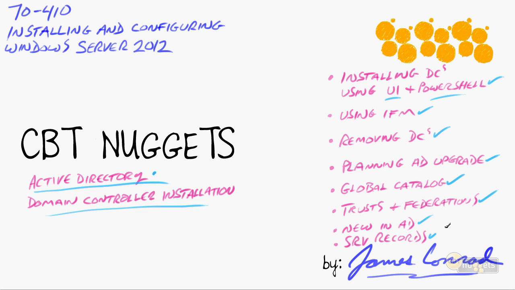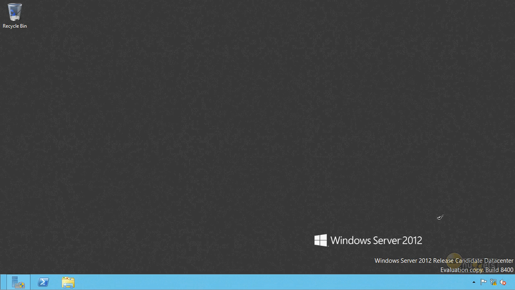We looked at planning an Active Directory upgrade. This is something you can do from Server 2008 to 2012. Fortunately, a lot of it's taken care of for you in the wizard, but you still have to do things such as adprep in this instance. And then we looked at the global catalog for clarity, as well as some trust and federation information. We looked at what's new in Active Directory, although again, that's not part of the exam, neither is trust and federations directly. And then we looked at SRV records, and more importantly, how to replace them if they ever get deleted.